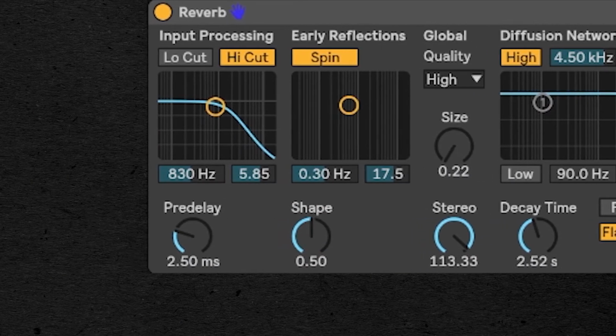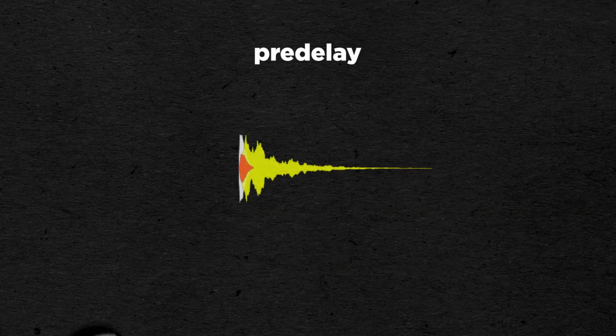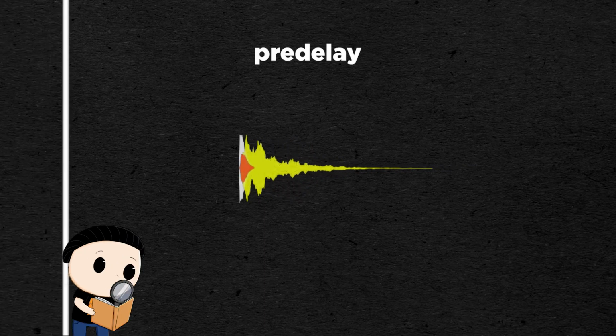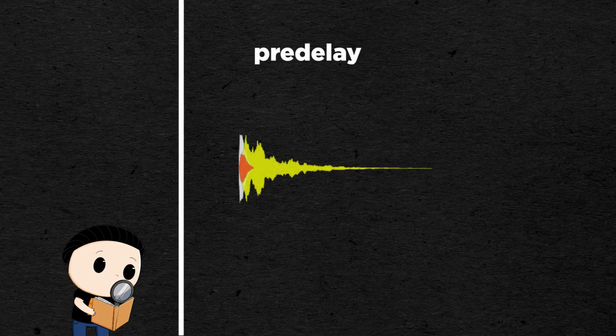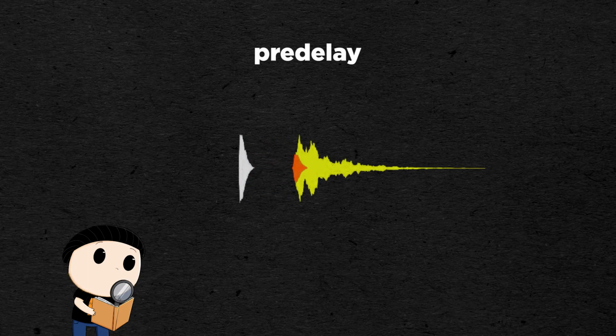Another parameter you're likely to see on any reverb effect is the pre-delay knob. It is basically a delay time between the dry signal and the first echo of the reverb. A short pre-delay will make the sound appear closer to the walls of the simulated room, and a longer pre-delay will make the source of the sound appear farther away from those walls and closer to the listener.